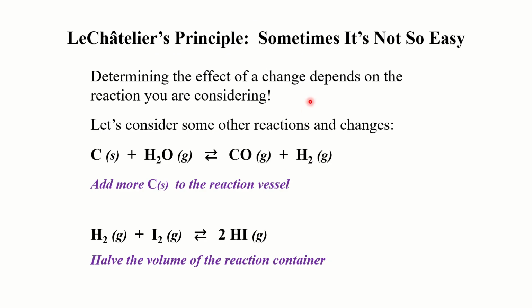All right, let's look at a few more challenging examples. Sometimes it's not so easy with LeChâtelier's principle. Determining the effect of a change depends on the reaction you are considering. Let's consider some other reactions and changes. So let's consider this reaction. What were to happen if I were to add more carbon to the reaction vessel? And second question, what were to happen if I were to halve the volume of the reaction container?